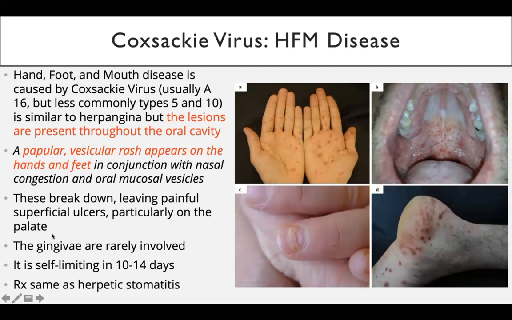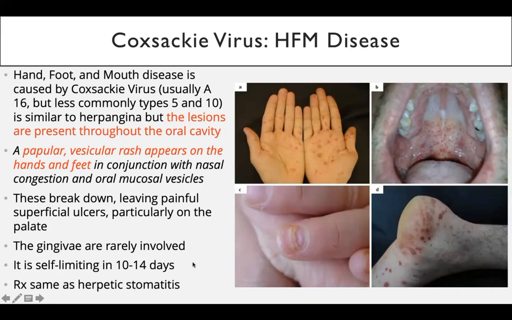We also had ulcers, lesions of the palate by Coxsackie A virus. Not difficult to remember. Coxsackie A loves palate, uvula. The gingiva are rarely involved. It is self-limiting again, like 10 to 14 days, up to 2 weeks. Treatment, same as herpetic stomatitis.